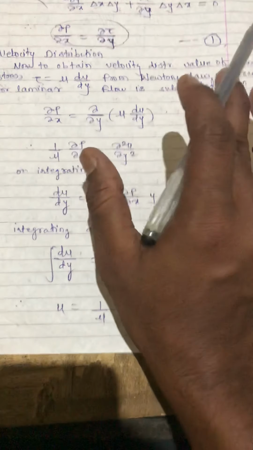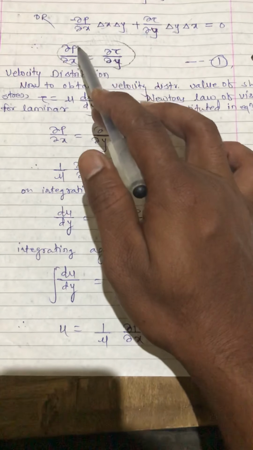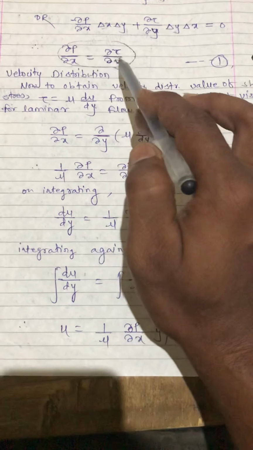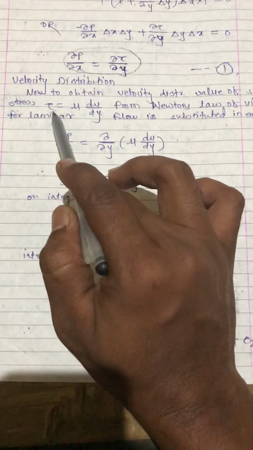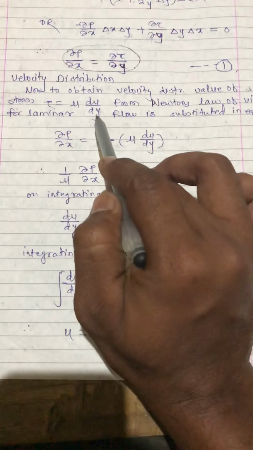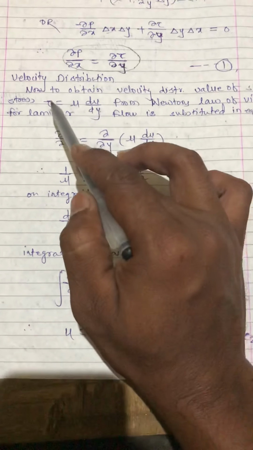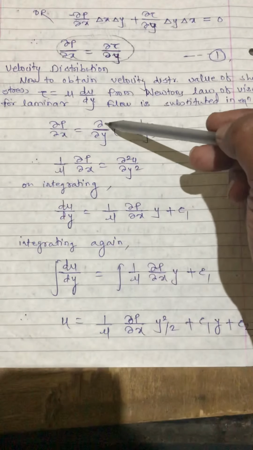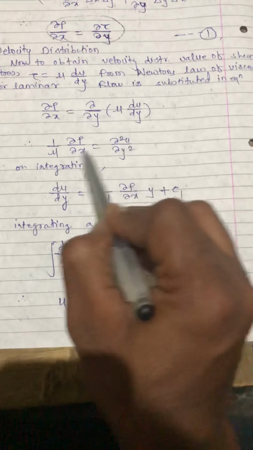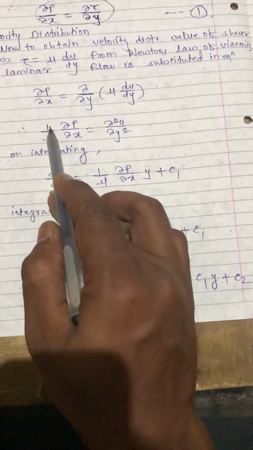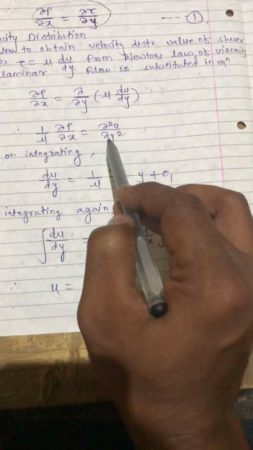by dy of mu times du by dy. Understand, first we have derived this equation in terms of the pressure drop, ∂p/∂x is equal to d tau by dy. Now to get the velocity distribution we use Newton's law of viscosity, tau is equal to mu times du by dy, because we are expressing this shear stress in terms of the velocity gradient. So put the value of tau into this equation and you will get d by dy of mu times du by dy. Mu is a constant term, so it will go to the left side. So 1 upon mu into ∂p/∂x is equal to d by dy of du by dy, which becomes ∂²u/∂y².